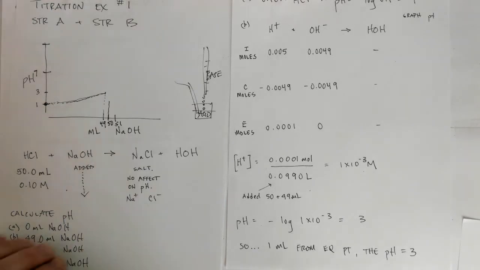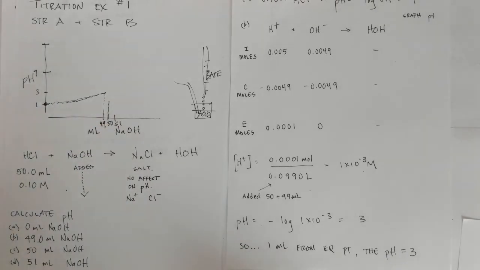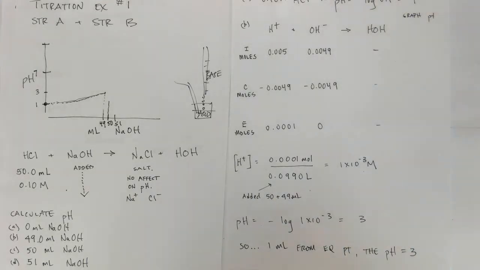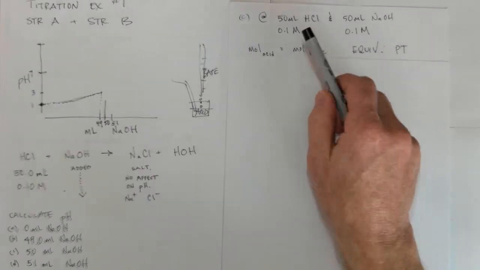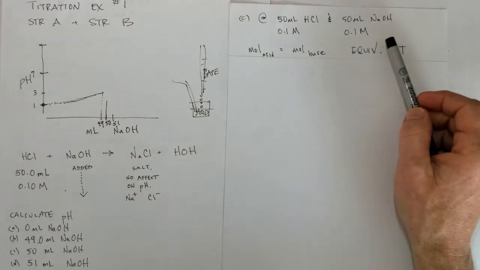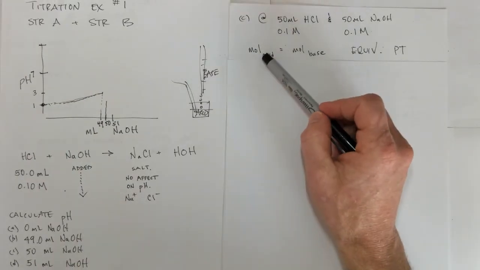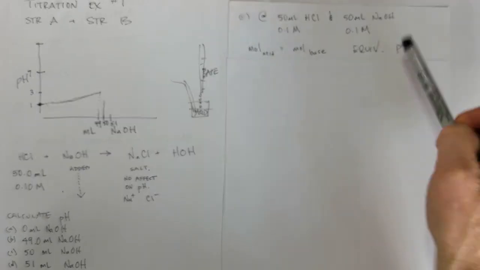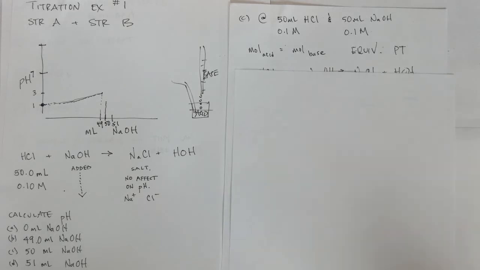Now let's calculate what it's going to be at the equivalence point, or at 50 milliliters, when the moles of acid are equal to the moles of base. So at this particular point, we have 50 milliliters of HCl and 50 milliliters of NaOH. And at this time, we could do the molarity triangle and find out that the moles of the acid are now equal to the moles of the base. And this is called the equivalence point, or the equal point between the acid and the base. But let's find out the pH at this point.